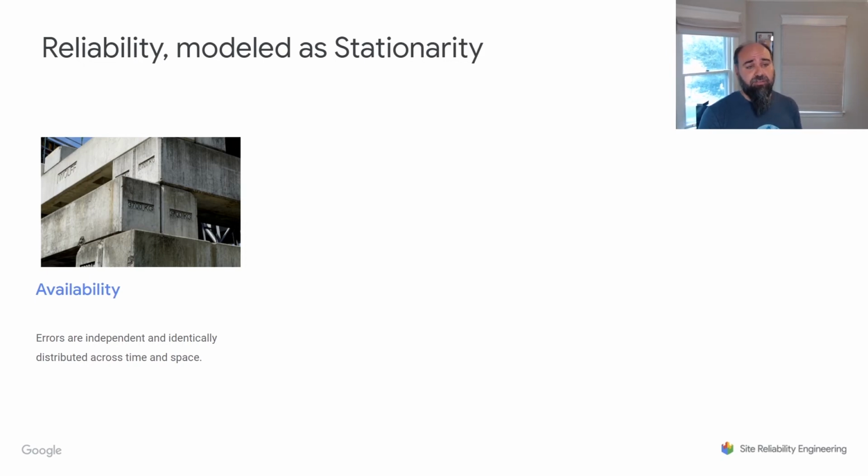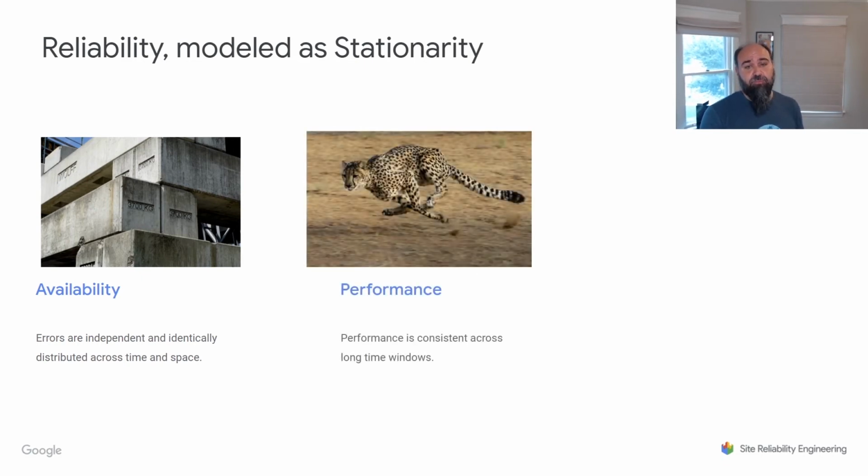So if you consider availability, really what you want to say is that errors are IID, right? Independent and identically distributed across time and space and customers and workloads and all that sort of stuff. If you think about what this means for performance, this means that performance sort of draws from a stationary distribution across time, right? So that means that if you think about the distribution of performance that you get for a particular workload over the course of a couple of days, it should be the same over the next couple of days.